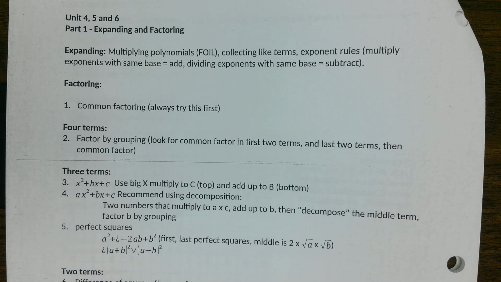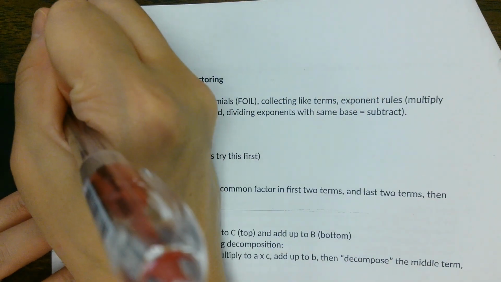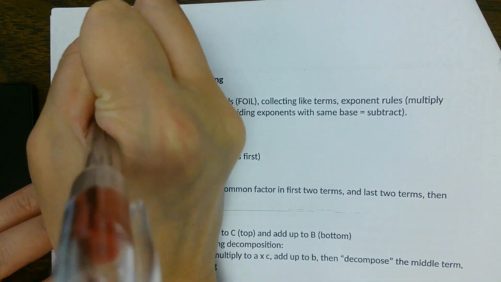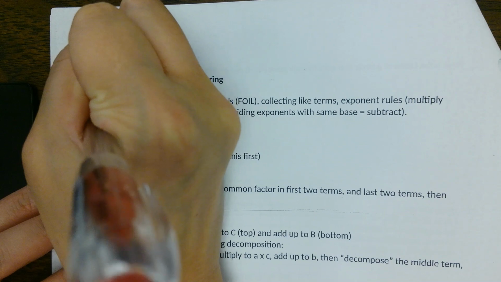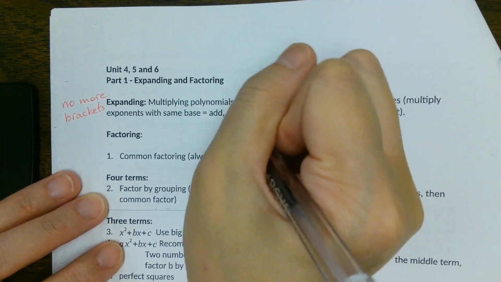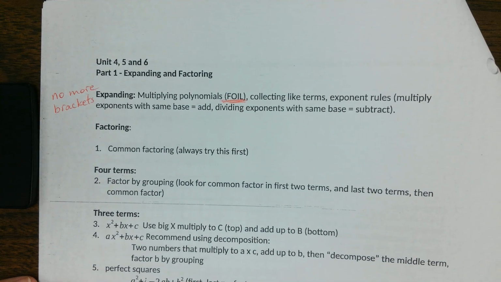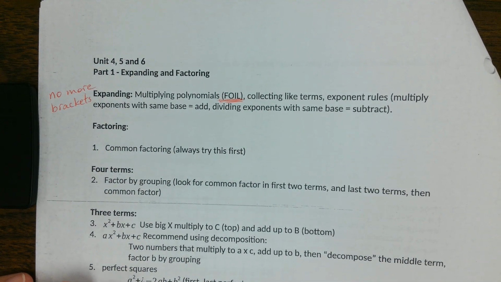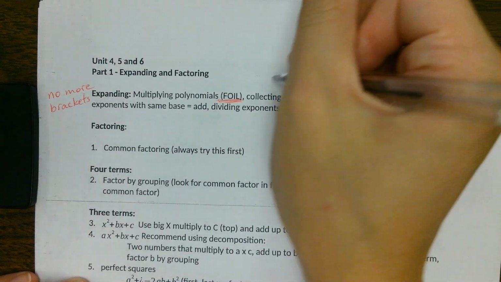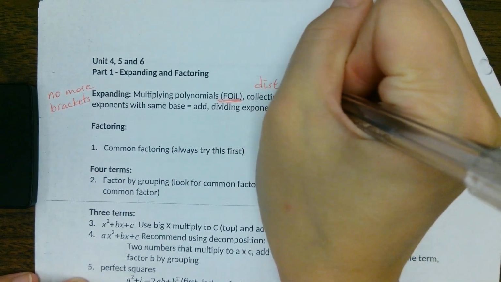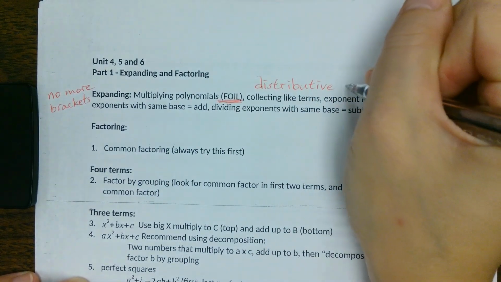Okay. So in units 4, 5, and 6, we did algebra, expanding and factoring. Expanding means FOIL, getting rid of the brackets. So expand means no more brackets. All right. And one of the methods that we do is FOIL, or if it's a binomial times a monomial, what is that property called? Distributive property. Good job. Distributive property.